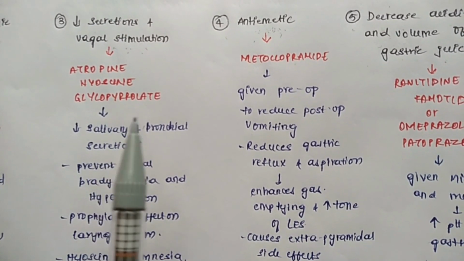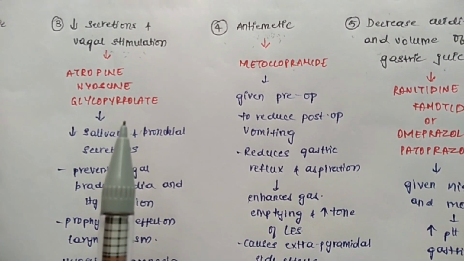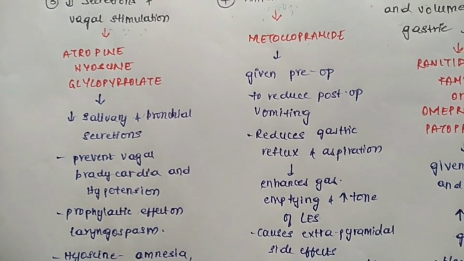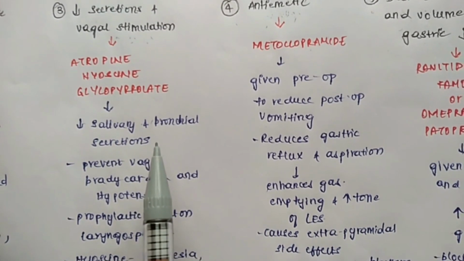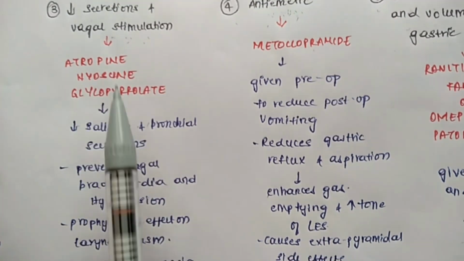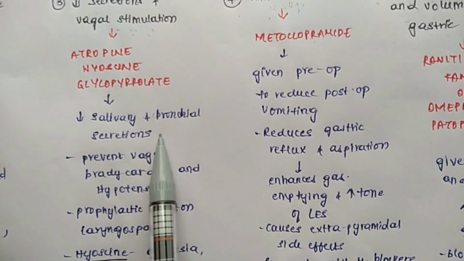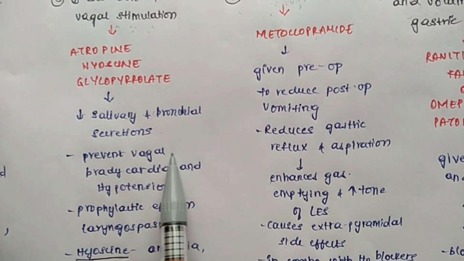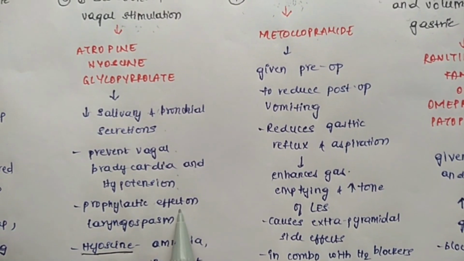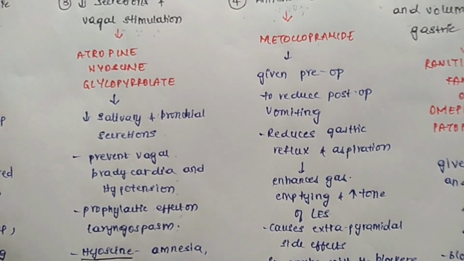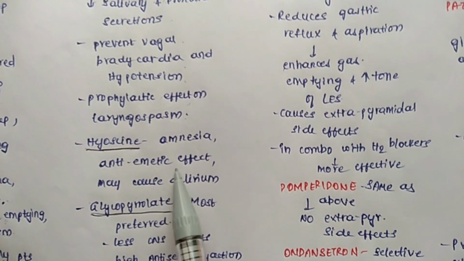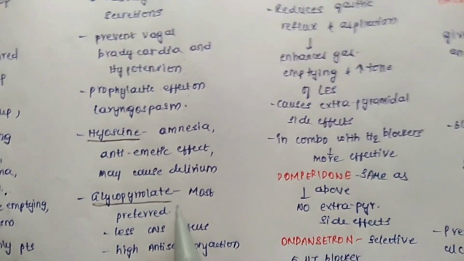So what is the need to decrease the secretions during the surgery? When the secretions are produced during the surgery, they can cause aspiration pneumonia. To prevent these secretions from being aspirated into the bronchi or trachea, these drugs are used to decrease the secretions. So these drugs decrease the salivary and bronchial secretions. They also mainly prevent the vagal bradycardia and the hypotension that is produced during the surgery. They also show prophylactic effect on the laryngospasm. Apart from that, hyoscine especially also has amnesia, antiemetic effect, and it may cause delirium.